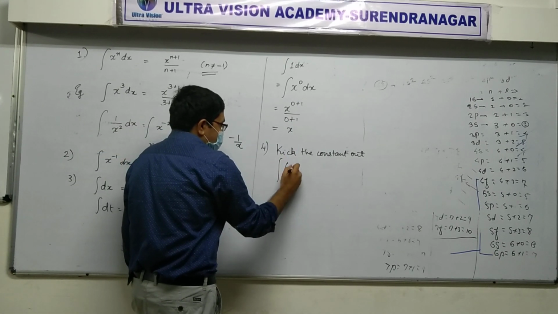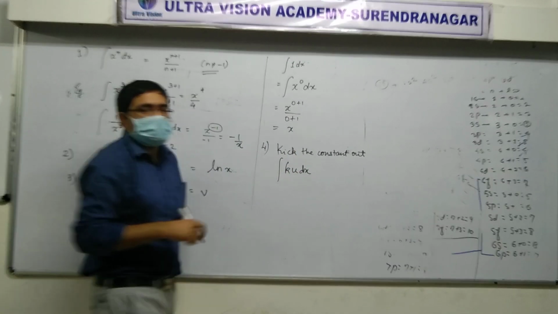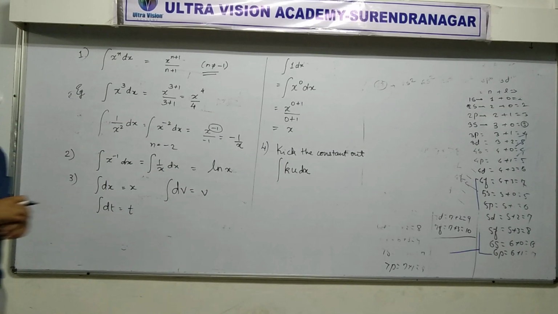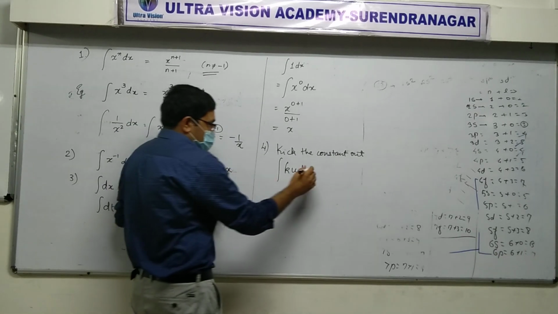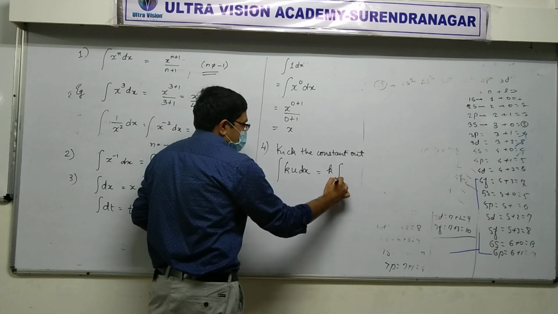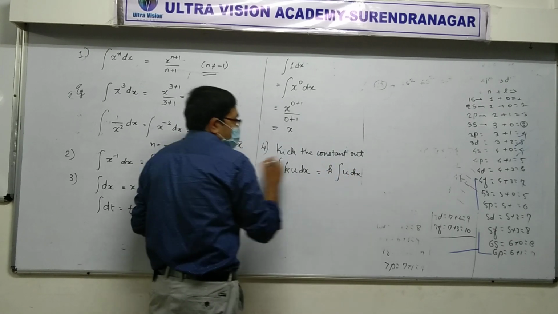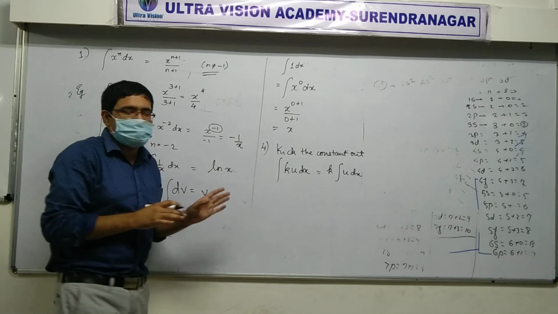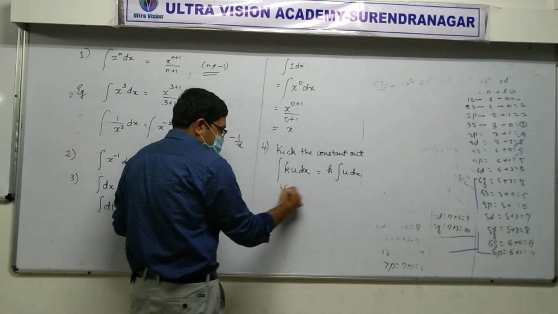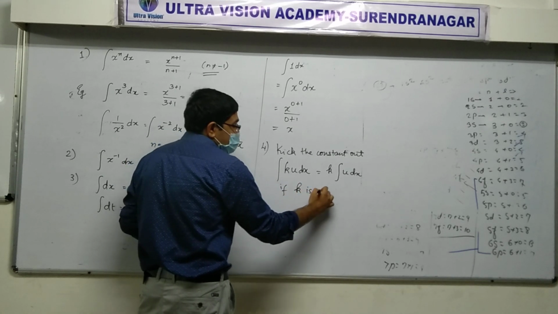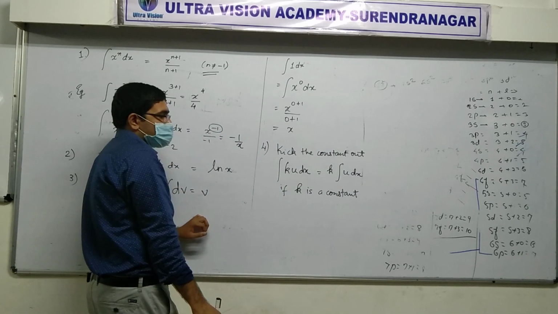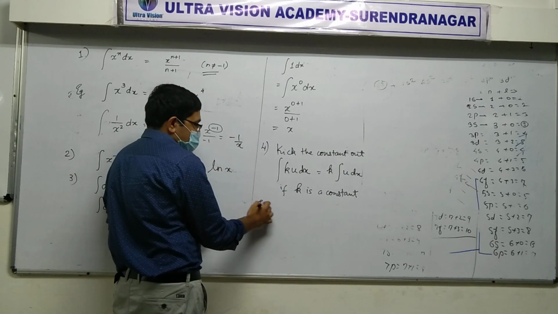Okay, integration of k u dx, where k is a constant. We'll write that of course, but let me tell you what happens here. This is going to be equal to k times integration of u dx. Exactly the same way as it was in differentiation. Take it out. Understood? And this is true if k is a constant.